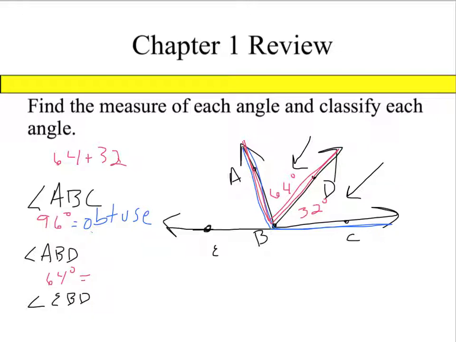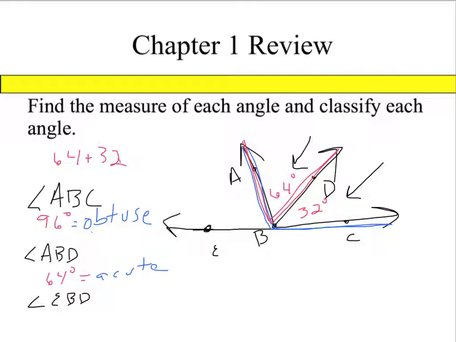Okay, 64 degree angle is going to be what type of angle? Well, it's less than 90 degrees, so it has to be acute. It's an acute angle because it's less than 90, because it's so small. Okay, an acute angle. Awesome.